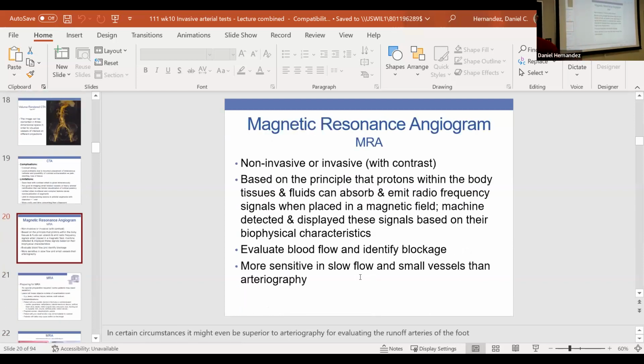We do have an option, if say a woman is pregnant or they can't be exposed to ionizing radiation, we could potentially do an MRA. So using a giant magnet, an MRI machine, we could also do an angiography exam. The good benefit about an MRA is it can be done either invasively with the contrast or non-invasively, so we don't necessarily need that contrast. We will get better images with the contrast, but it is not absolutely necessary.